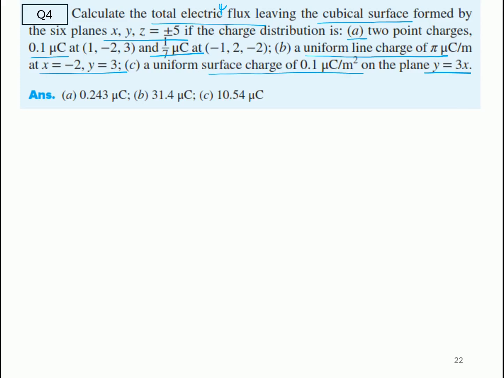Okay, so let us start with the solution of this. First of all, we need to find flux for all the cases, and we need to first figure out how the cube is formed. So let us say this is the cube which we have.